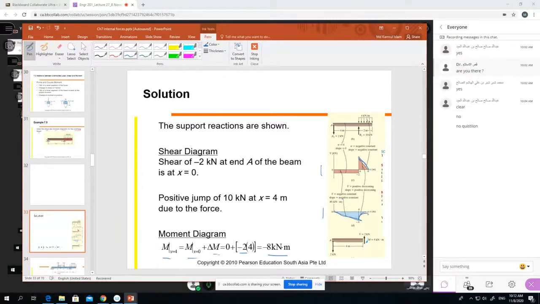Doctor, how does the free body diagram for the shear force become like this? This one, like a triangle? Yes, the right side, the triangle one. The blue color one, right? How does it become a triangle?